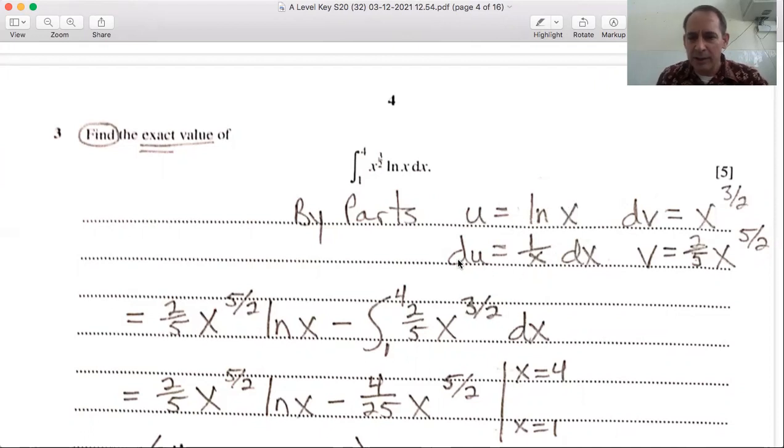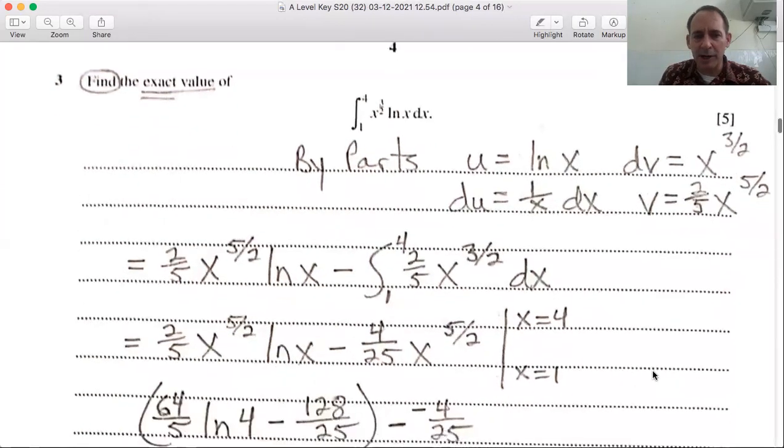Now we need to take the du, which is the derivative of ln x, as 1 over x dx. We need to integrate the x to the 3/2. Remember, you add 1 and then divide by that number. So when you divide by 5/2, that means multiply by 2/5. Now that we have our parts, we can put the parts together according to the formula.